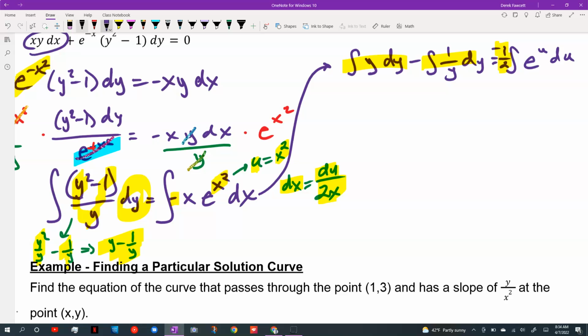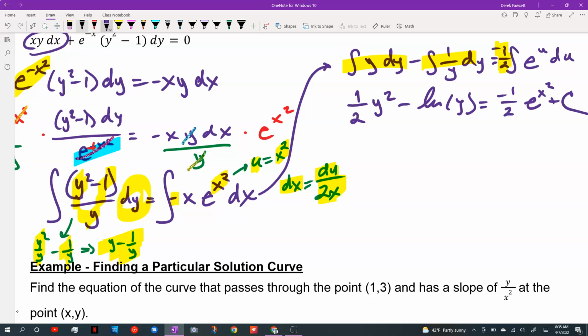Here you would have the natural log of y. Oh, sorry. No, that's the second one. So the first one is just y squared over 2, which is the same as 1/2 y squared, minus the natural log of y, is equal to negative 1/2 e to the u, which is u is x squared, and then you have your plus c.